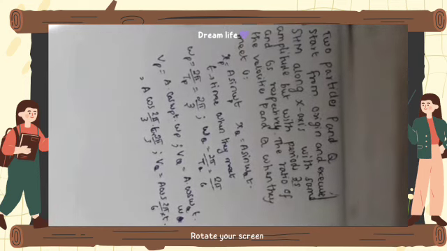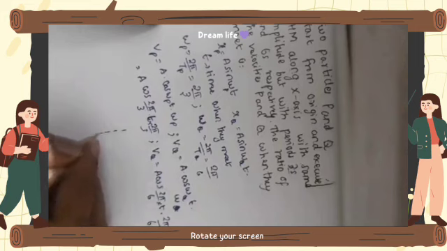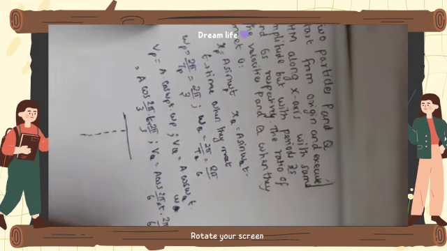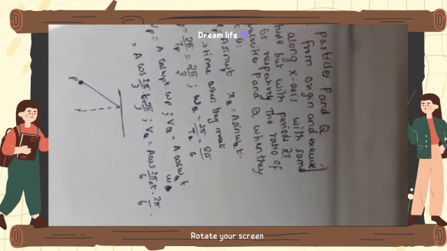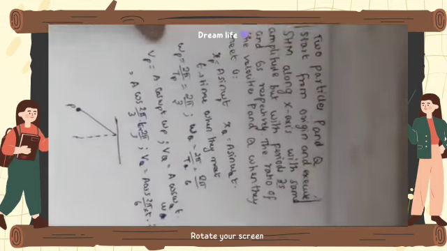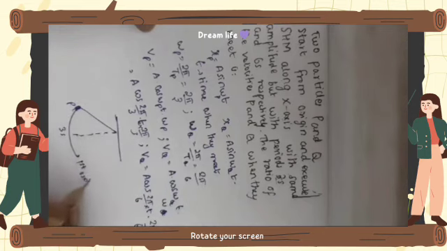Now we have to find the ratio of the velocities when they meet. So pay full attention here, because this is the trickiest part of this question. So let's say this is the mean position about which they oscillate. The particle P has a time period of 3 seconds. So the particle P would complete one oscillation in 3 seconds. This is the first oscillation. In the next 3 seconds, it would have completed another oscillation, that is its second oscillation.